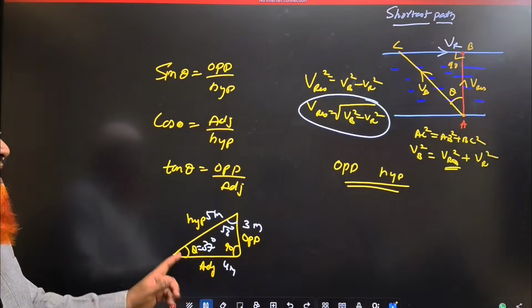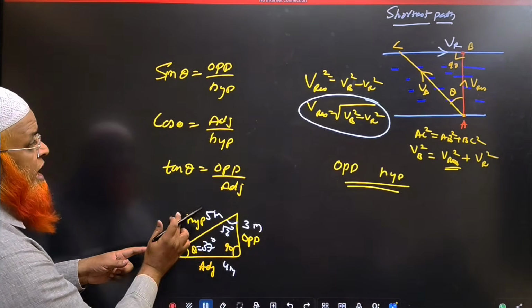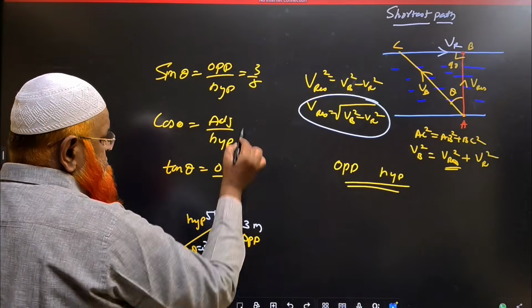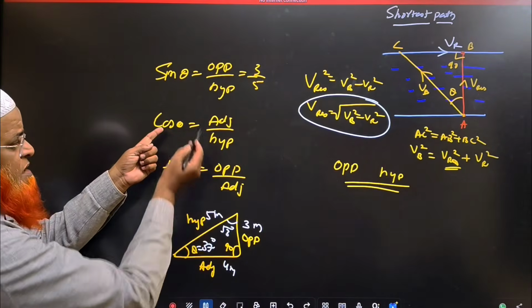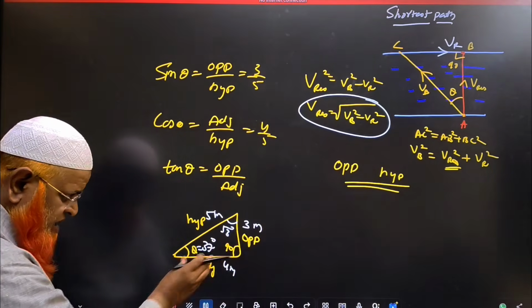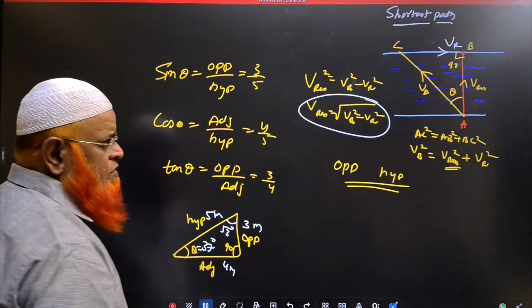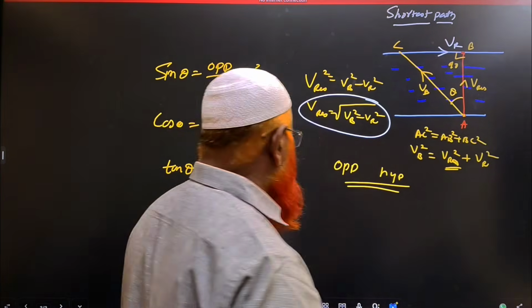Okay, so समझ में आ रहा? Then what is sin theta? Sin theta means this one. Sin theta means opposite side by hypotenuse, which is nothing but 3 by 5. Cos theta means adjacent side by hypotenuse, which is nothing but 4 by 5. And tan theta means opposite side by adjacent side, which is nothing but 3 by 4. Understood? Okay, let me give one small example to make you understand.